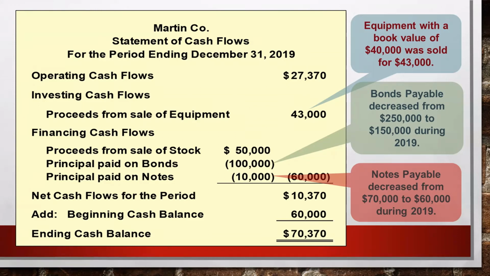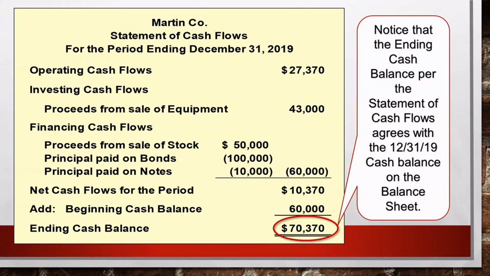The financing section includes cash from the sale of stock as well as the cash outflow of $100,000 for payment on the principal of bonds. The financing section also includes the cash outflow of $10,000 for payment on the principal of a note payable. Notice that the ending cash balance on the statement of cash flows agrees with the ending cash balance reported on the balance sheet.